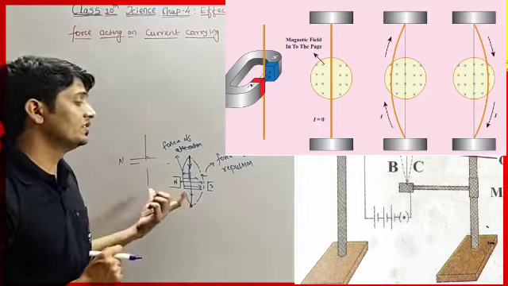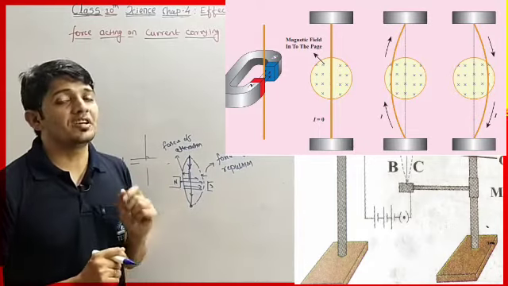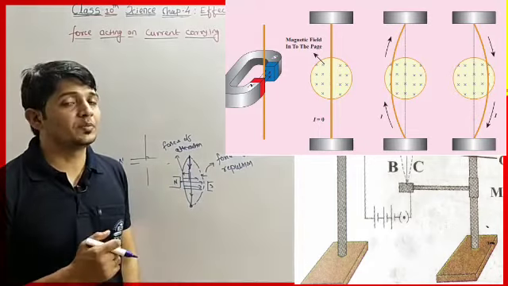Okay, so this is the reason why a current carrying conductor placed in a magnetic field experiences a force. The force acting on a conductor depends on the following things. So we have to write what are the factors which affect the force acting on a conductor.